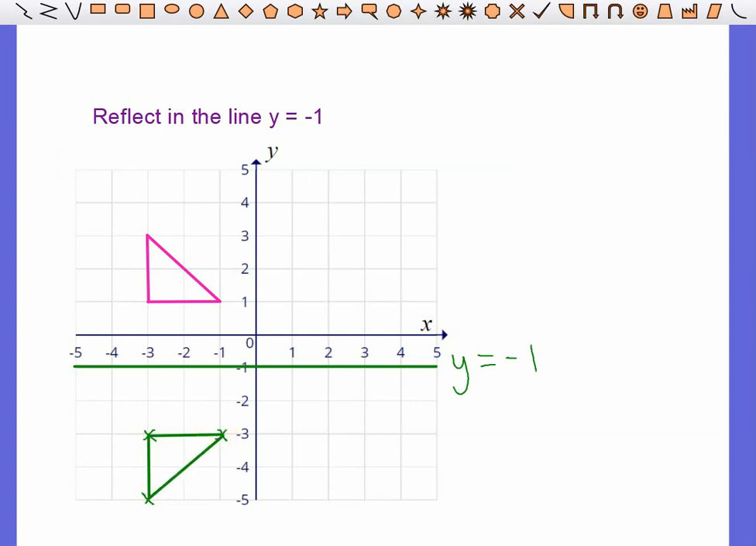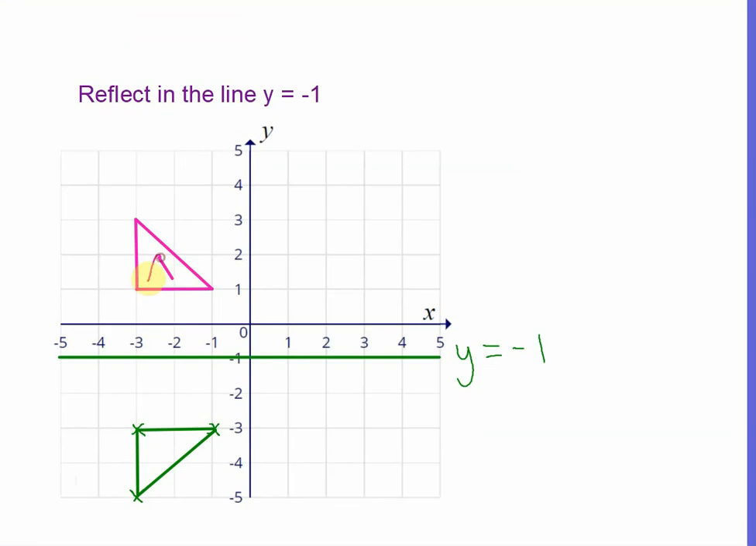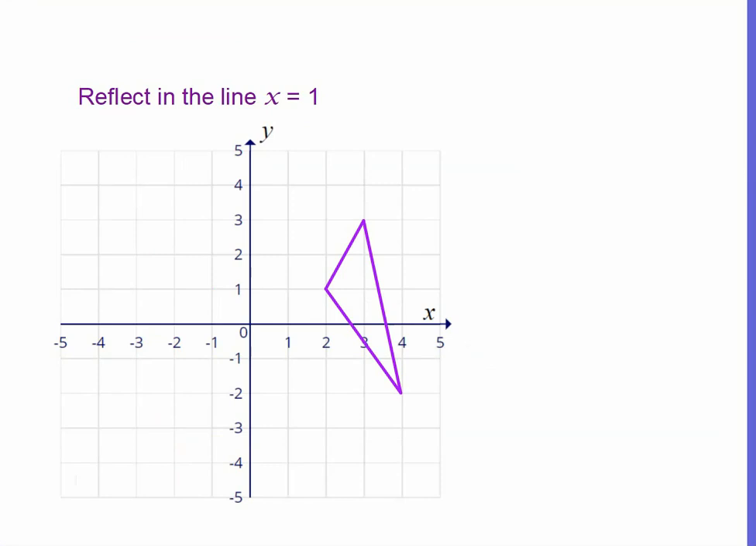Okay, so they may have called this one shape A. Oops, meant to use a pen for that. So shape A. So we will call this one A dash, or they might say label it shape B, for example. So here's x equals 1.